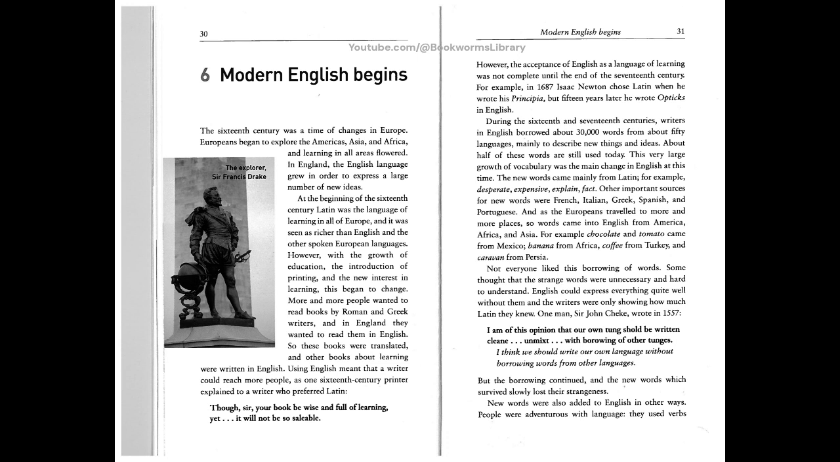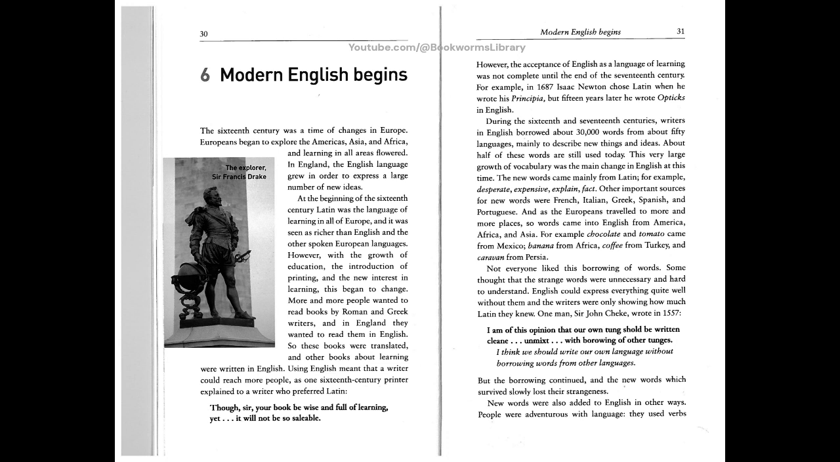Other important sources for new words were French, Italian, Greek, Spanish, and Portuguese. And as the Europeans travelled to more and more places, so words came into English from America, Africa, and Asia. For example, chocolate and tomato came from Mexico, banana from Africa, coffee from Turkey, and caravan from Persia.